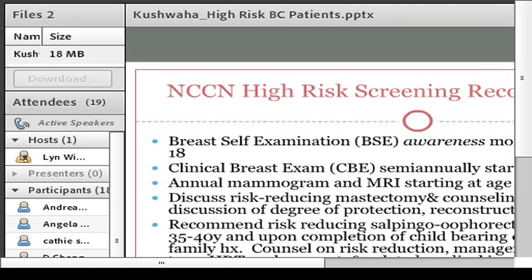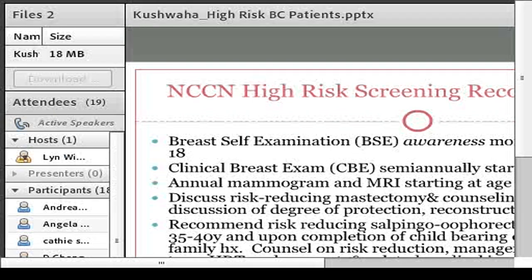The reason these have been downgraded to consider is because studies showed that in these BRCA patients or high-risk patients, transvaginal ultrasound and CA-125 testing is actually not very good at picking up ovarian cancer early in these patients.